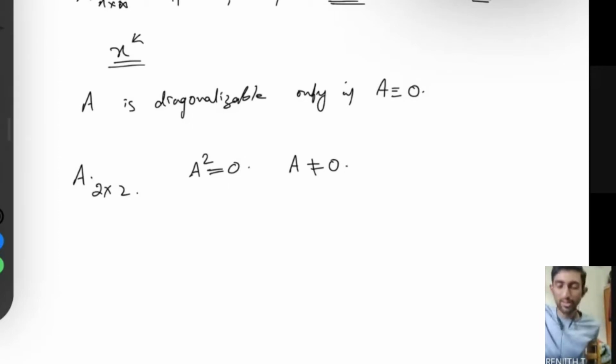So A is a 2 by 2 matrix such that A square is 0, A not equal to 0. So you know that this is not at all diagonalizable. Now our question is, what is the best way to write it in the simplest form? To write a matrix, we need a basis.